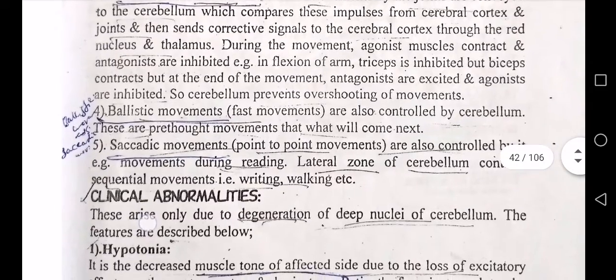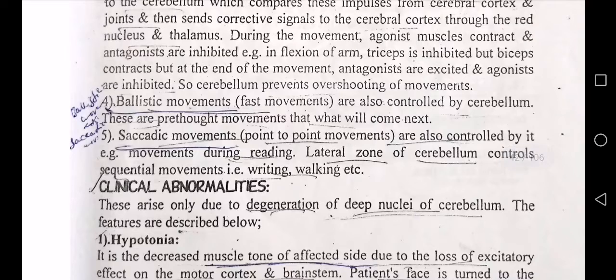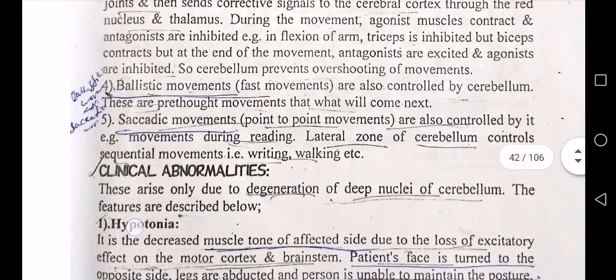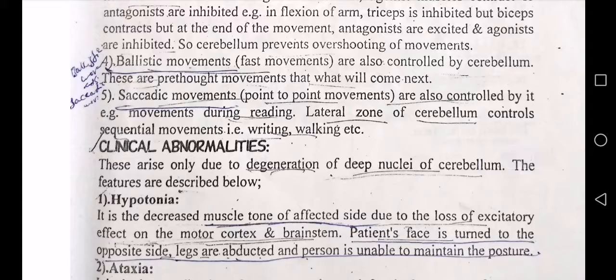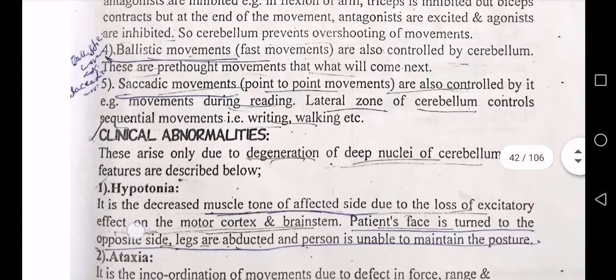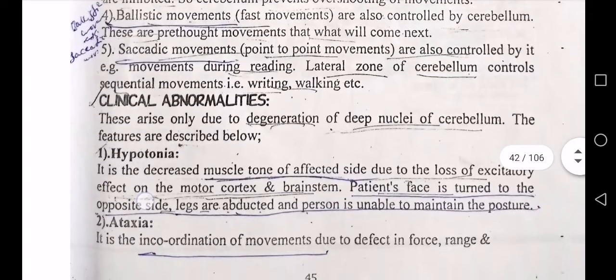Ballistic movements, fast movements, are also controlled by the cerebellum. They are pre-thought movements. Saccadic movement during reading is also controlled by the cerebellum. The lateral zone of the cerebellum controls sequential movements, writing and walking.